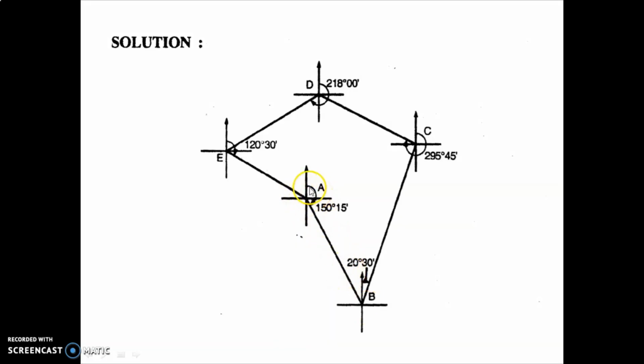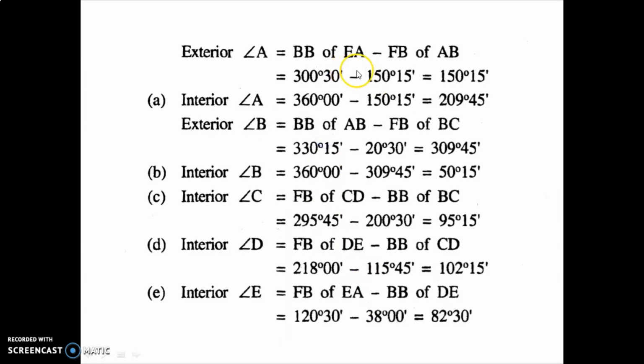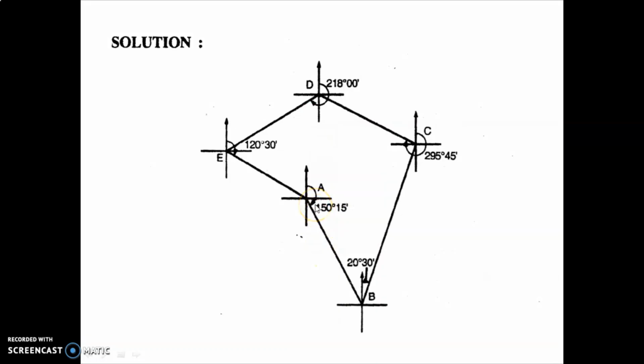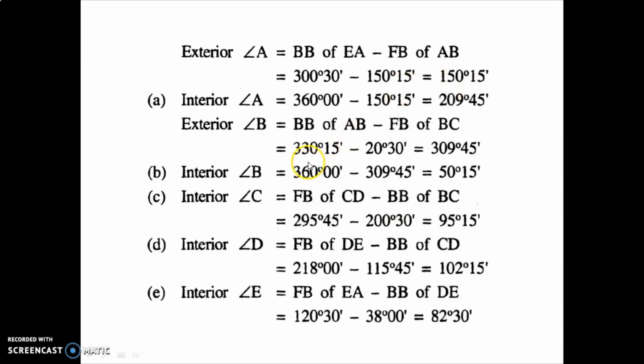To calculate any angle, angle A, angle B, angle C, angle D, angle E, you require two readings: one is the forebearing and another is the back bearing. So to calculate angle A, we require the back bearing of line EA and the forebearing of line AB. Here the back bearing of line EA is greater than the forebearing of line AB, so I will deduct: 300 degree 30 minutes minus 150 degree 15 minutes. So you will get 150 degree 15 minutes.